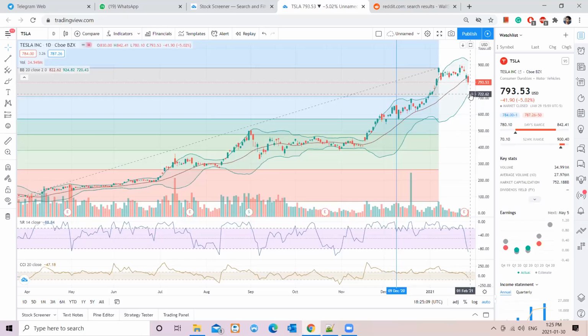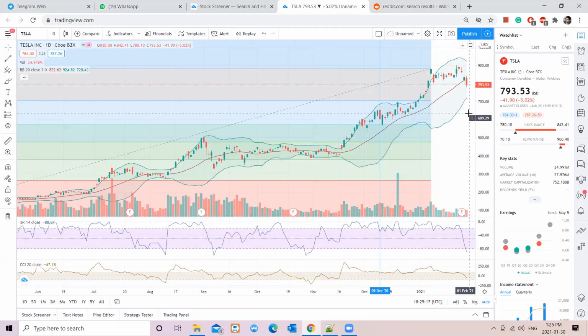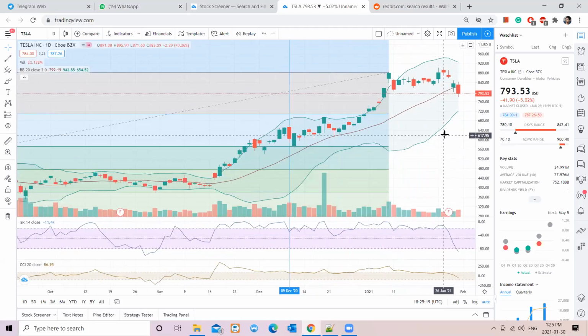First entry, and then second entry around 650, 645, stop of 615. That would be real midterm. I'm talking about 2 or 3 months. If I enter at 615, I'm looking for a huge upside target, 30% plus.